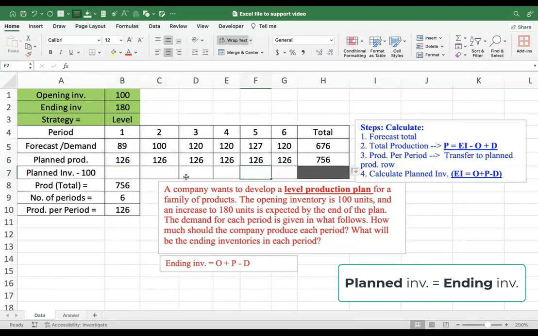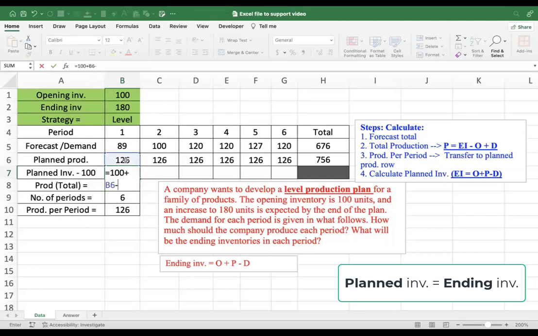And for that purpose, we'll be using this formula, that's ending inventory is equal to opening inventory plus production minus demand. So for the first one, I'll be doing it manually. So it's opening inventory. We know opening inventory is 100. We have been told here 100. I have also written it here 100. So is equal to 100 plus production, this is production, minus demand 89. That gives us 137. So which means by the end of period 1, we will be left with 137.